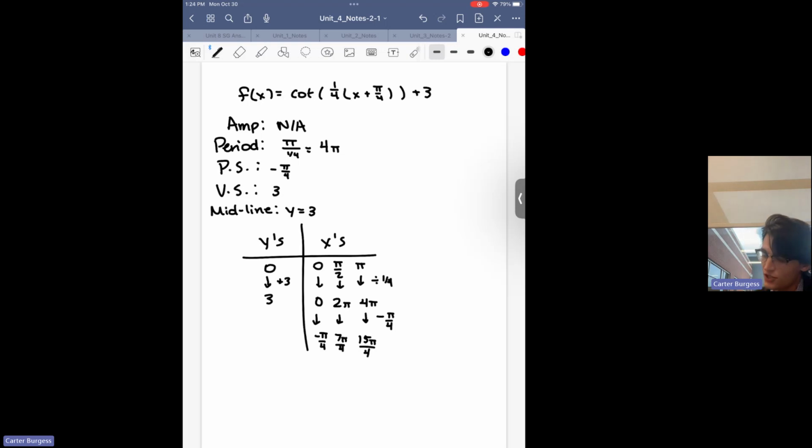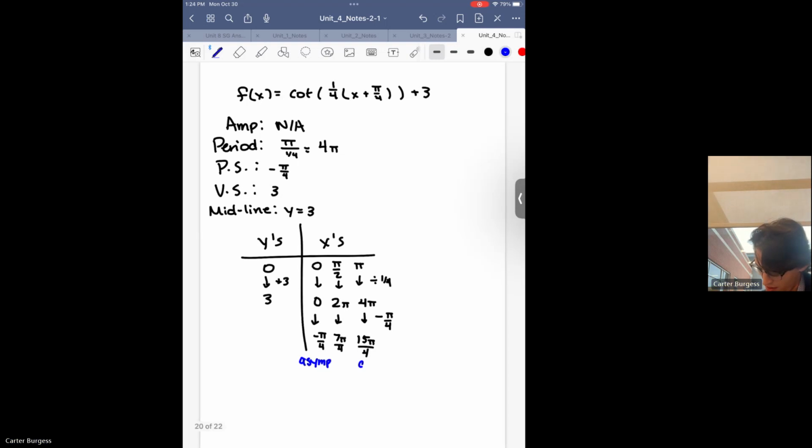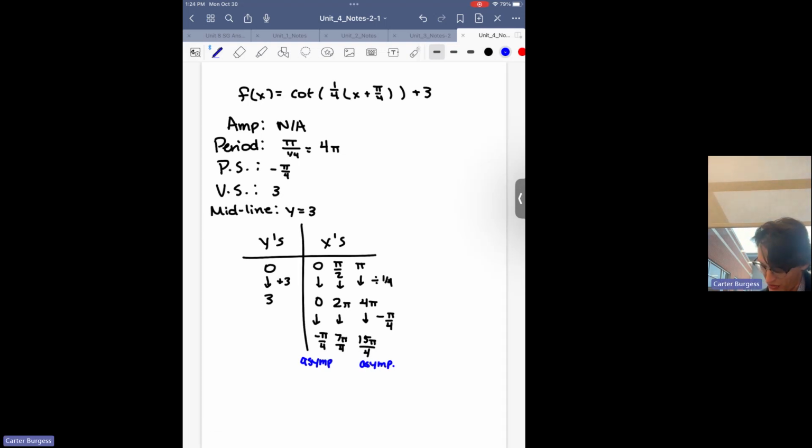And what do these correspond to? Well, our edges here are both asymptotes, and the value in the middle is our midline value.